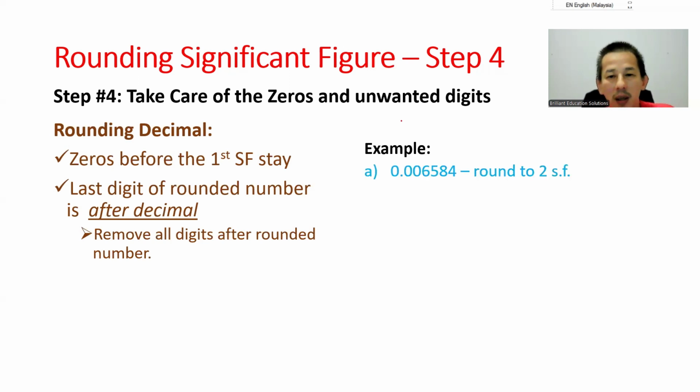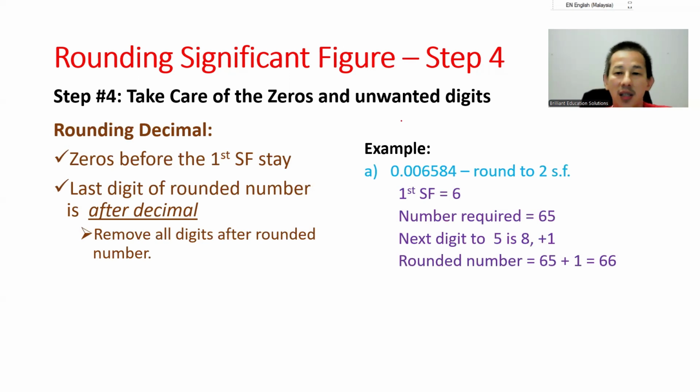Look at this. 0.006584 rounded to 2 significant figures. Your first significant figure is 6, and the number required is 2, so 65. The next digit is 8, therefore you plus 1, so you get 66. The rounded number is 66. So your answer will be 0.0066.